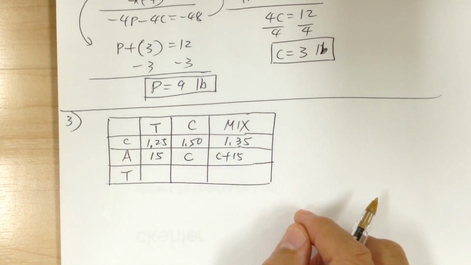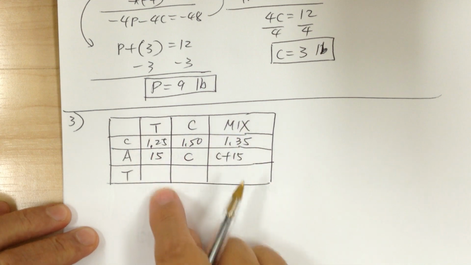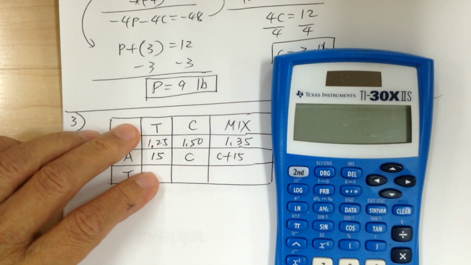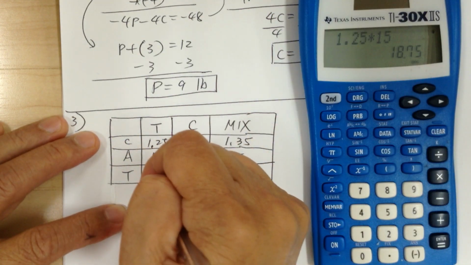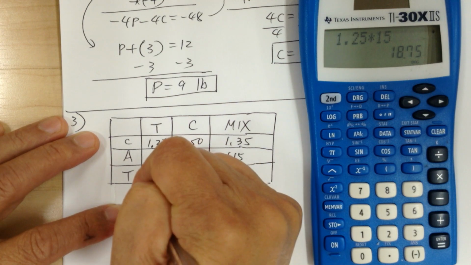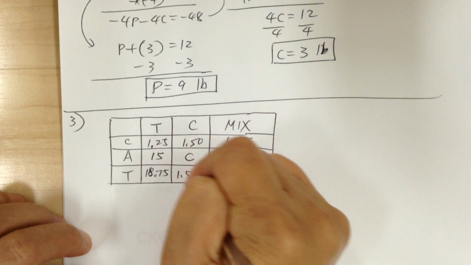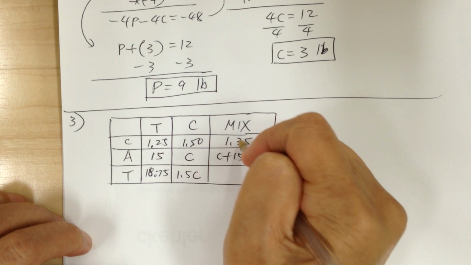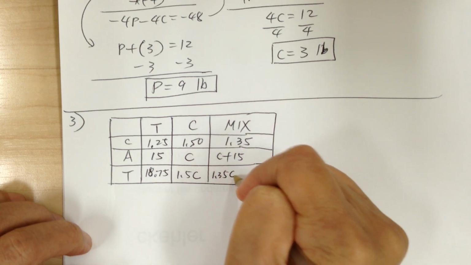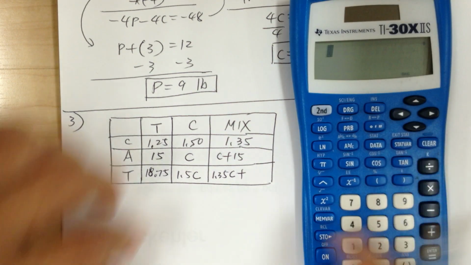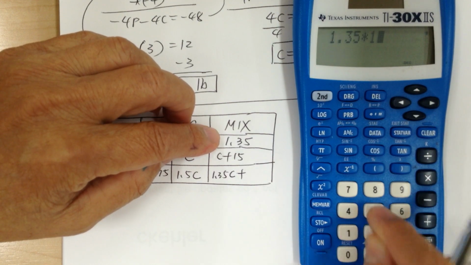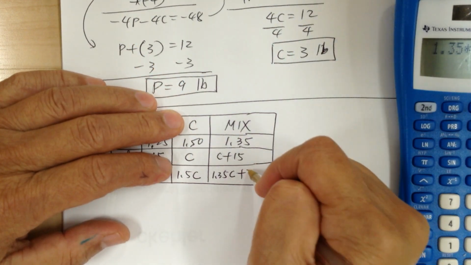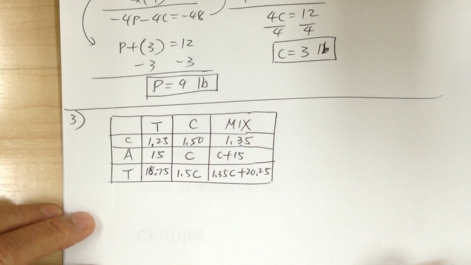Okay, and after you have to multiply down, so get your calculator. So 1.25 times 15, this will be 18.75, okay. And this will be 1.5C, and this one you multiply, you have to distribute, so you're going to get 1.35C plus, so you have to distribute, okay. So 1.35 times 15, okay, 20.25. Okay, so that's it.